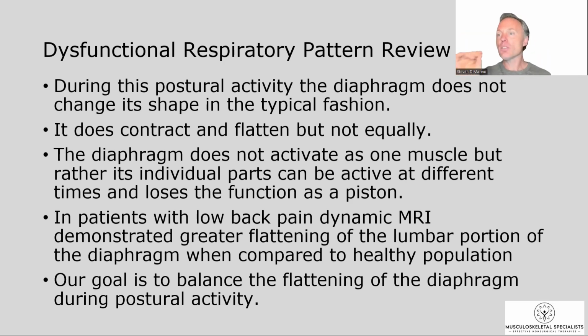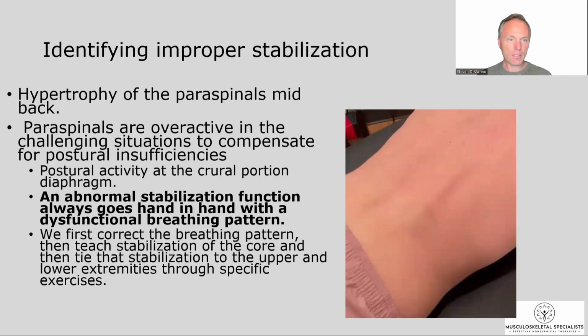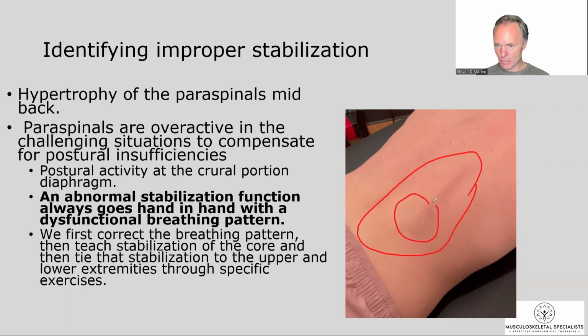And actually the educating of the patient is the most valuable thing, and putting them in front of a mirror and showing them how they're dysfunctional. That's the most important part. Identifying improper stabilization. Well, here is a telltale sign. This is what I'm talking about. It's just an overactive paraspinal. Now, what is this? That is a cupping mark from the person he saw before he came to our clinic, and that didn't work, right?